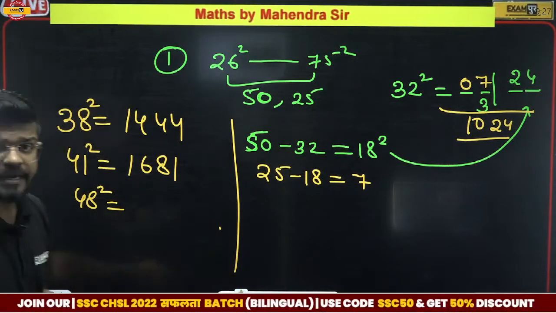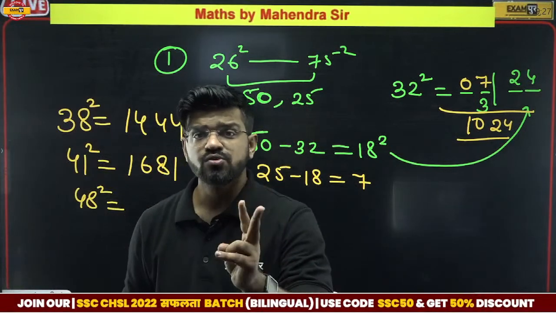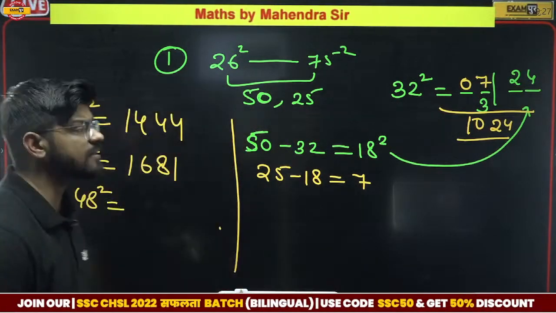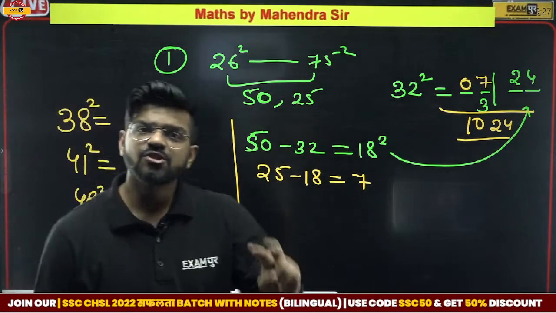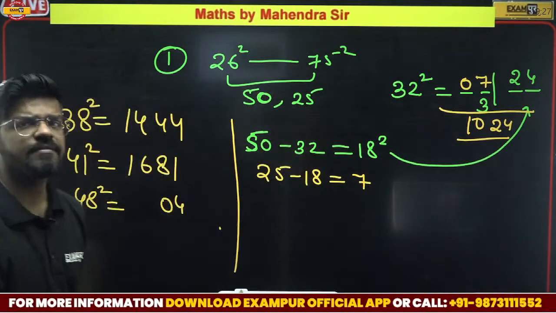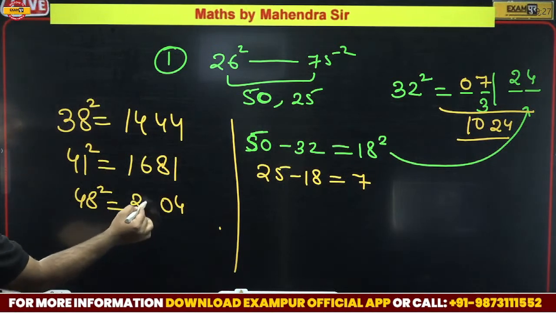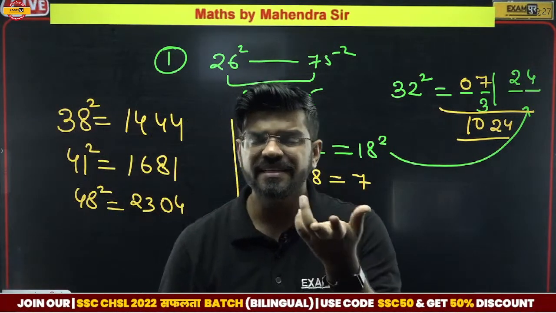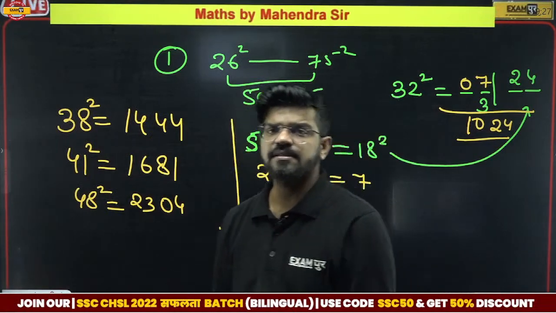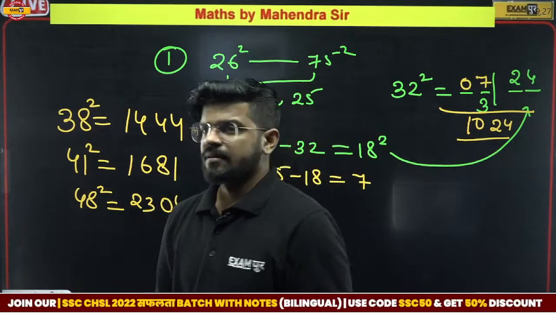So how much less is 48 than 50? It is 2. So we know 2 square is nothing but 04, right? So subtract 2 from 25. 25 minus 2 will be 23. So 2304 is my answer. Is it tough? Can we calculate this?